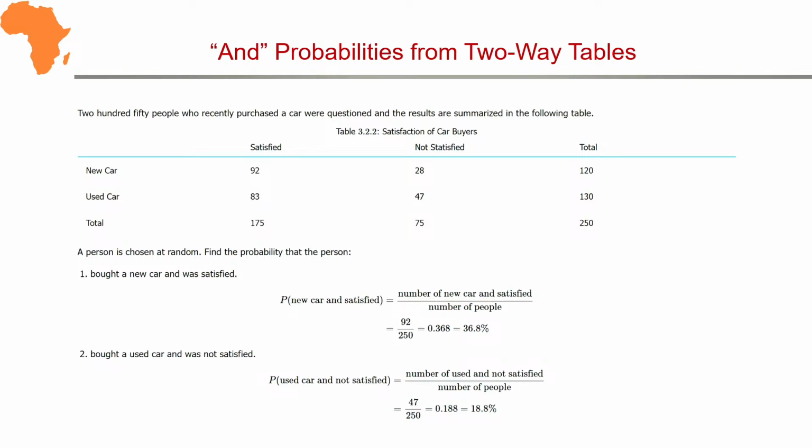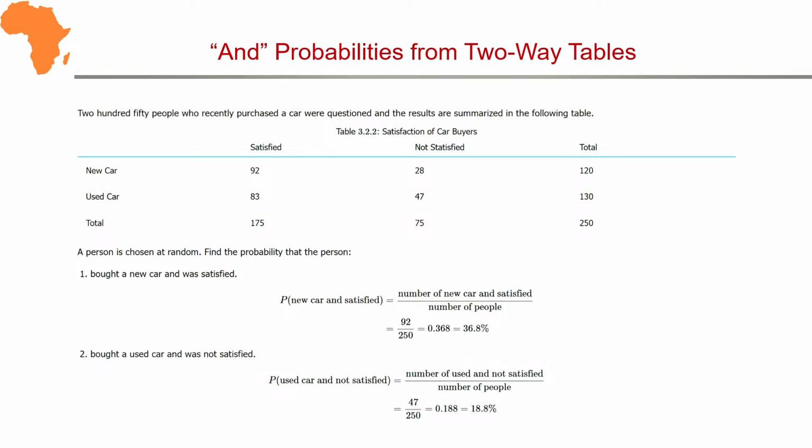Bought a new car, divided by 250. So that's just one cell. So it is not new car unsatisfied, number satisfied, number of people, 250. So used car, not satisfied: 47 over 250.